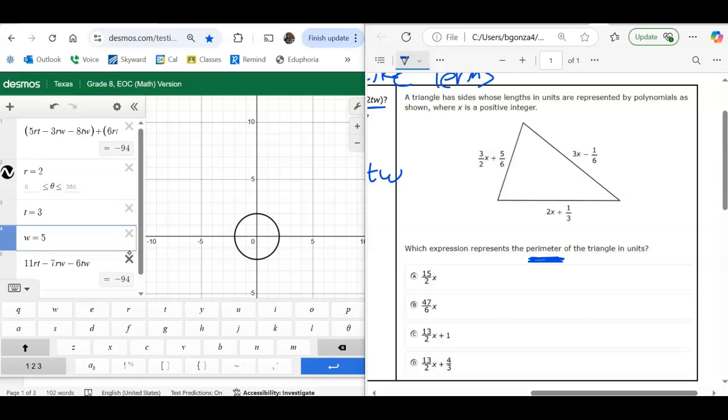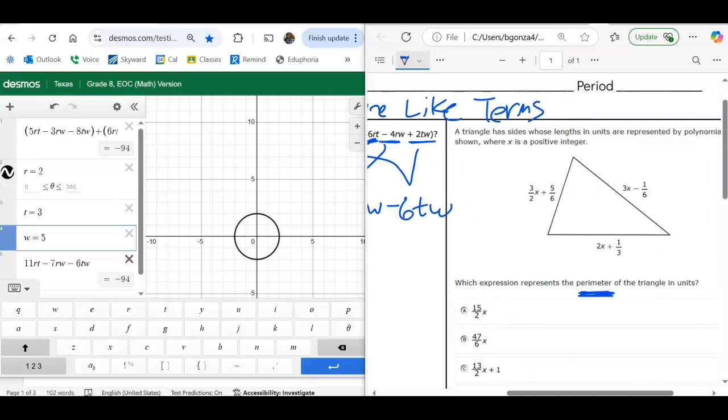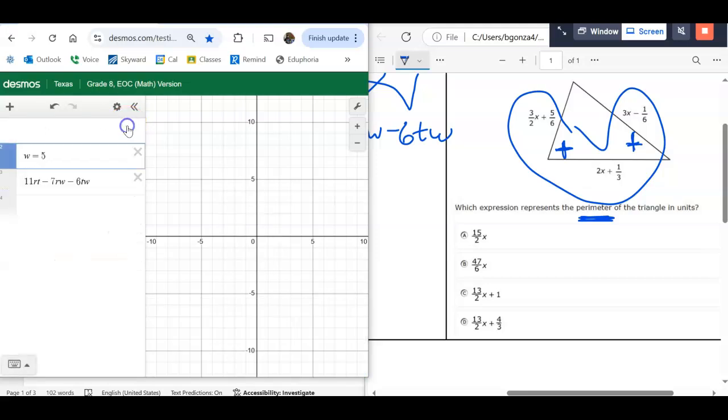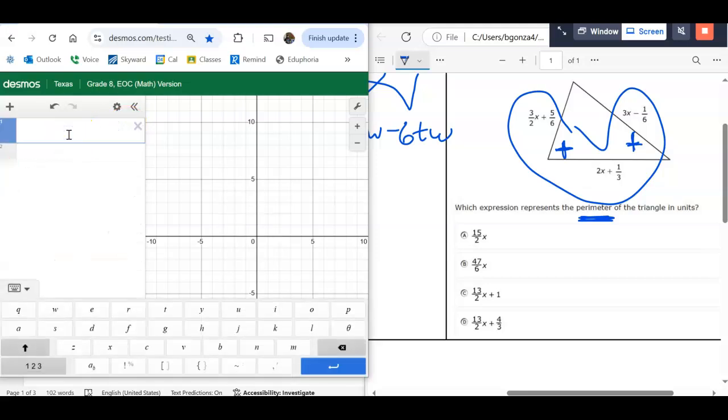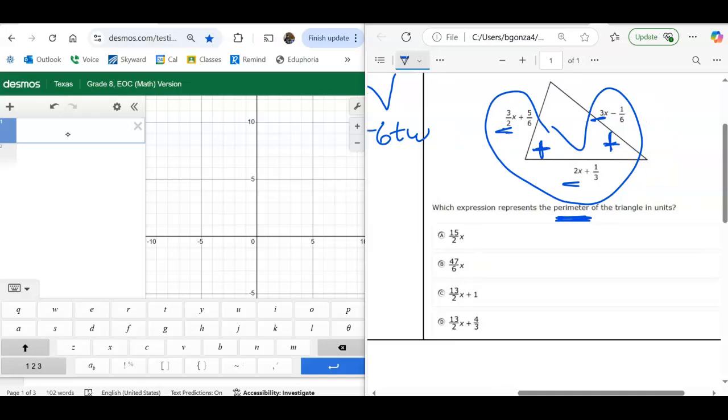So guess what I'm going to do with all those sides? Add them up. Or like I wrote at the top of this page, combine like terms. Okay, this plus this plus this. I'm going to add all three of those things up. Now, when I have fractions, by the way, clear this out. Start over here. When I have fractions, let's use Desmos, make life easier. Let's add up all these x's first. 3 over 2, 2, and 3 over 2.